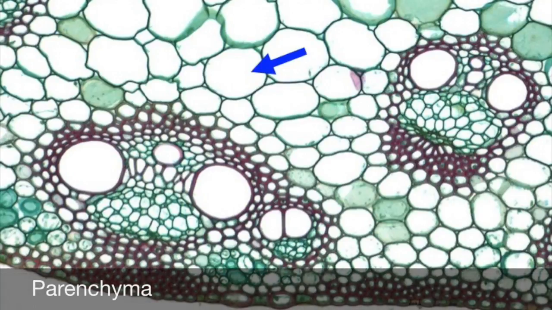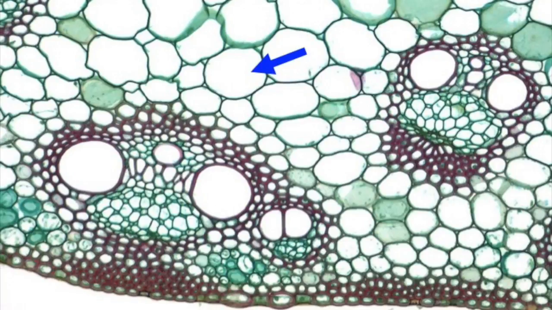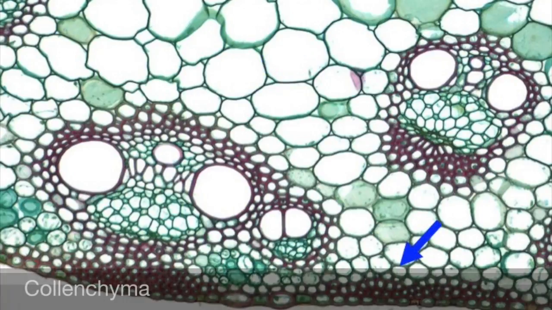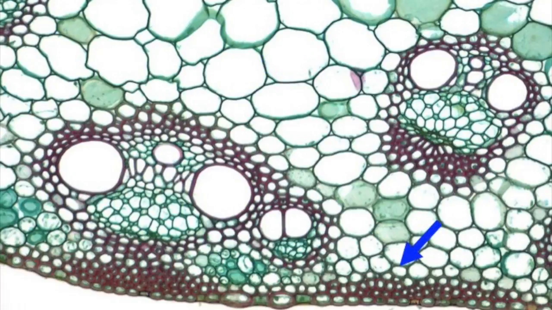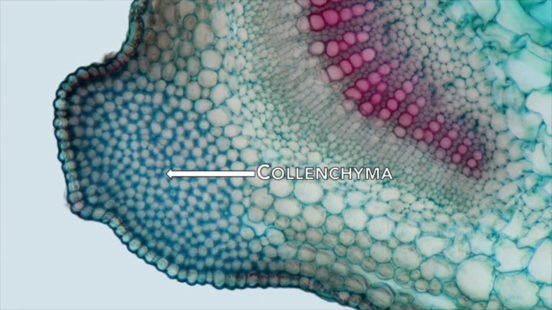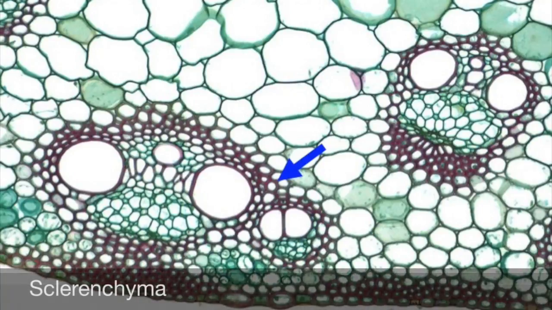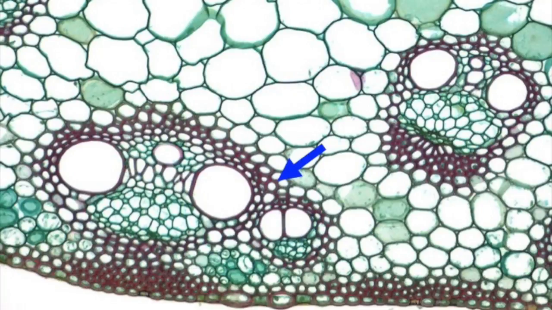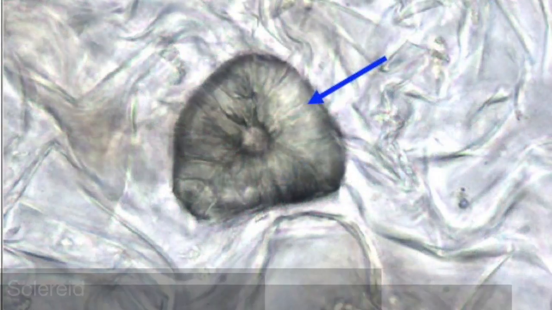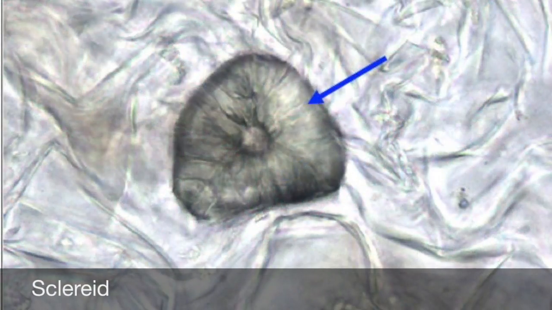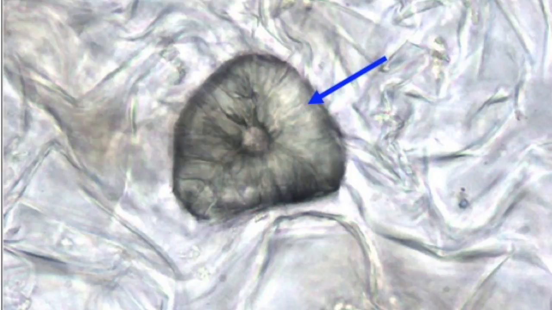Large, thin-walled parenchyma cells comprise most of the ground tissue that makes up the bulk of the herbaceous plant body. Collenchyma cells have irregularly thickened cell walls and provide flexible support to the stem and petioles. Sclerenchyma cells, such as the sclerenchyma fibers surrounding this vascular bundle, are thickened with lignin and provide rigid support to the plant body. Sclerenchyma can also be in the form of sclereids, also called stone cells, that form the grit that is characteristic of pears.